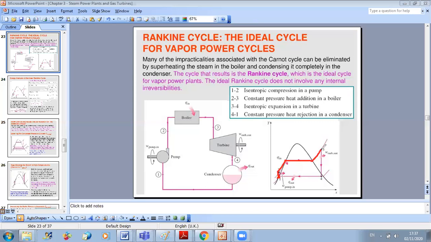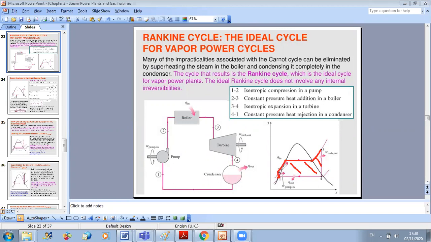And after that, when we reach the saturated vapor state, we will continue into a superheated zone until reaching point 3. And the objective mainly of the superheating is, one, to increase the efficiency, because when you do this, you increase the area here, which is the net work. So it's good to have superheating.